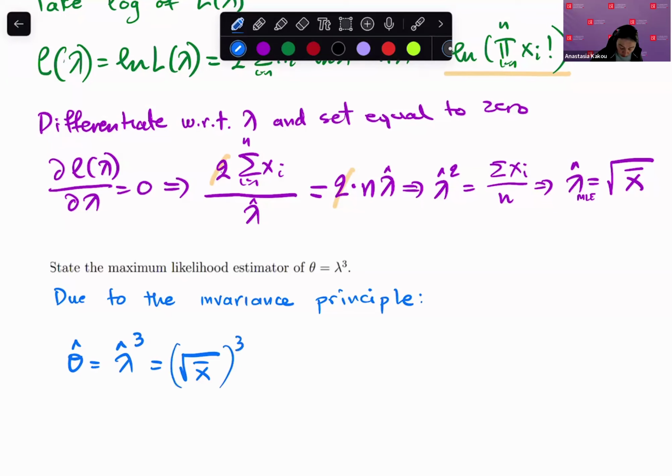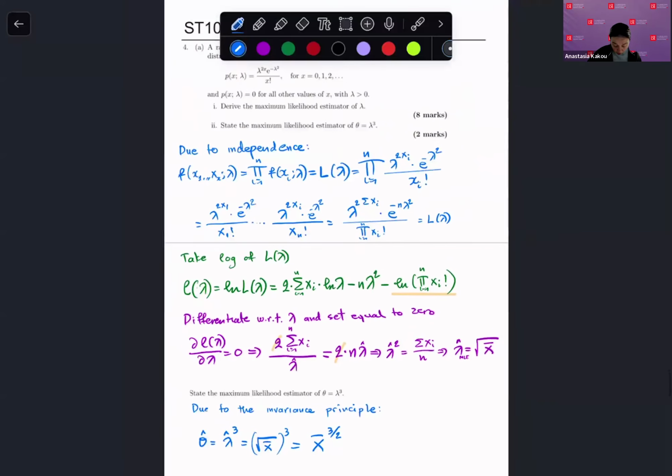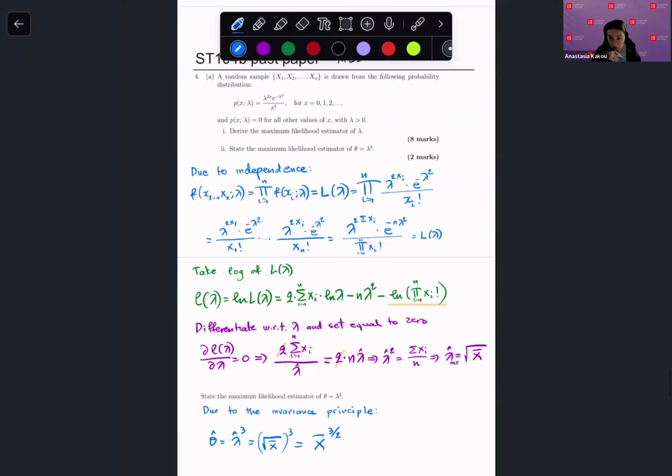So that will be cubed, and that's another way of saying x bar is to the power of 3/2. Okay. So that completes the question on the maximum likelihood estimation. In fact, we have done 2 questions on the maximum likelihood.